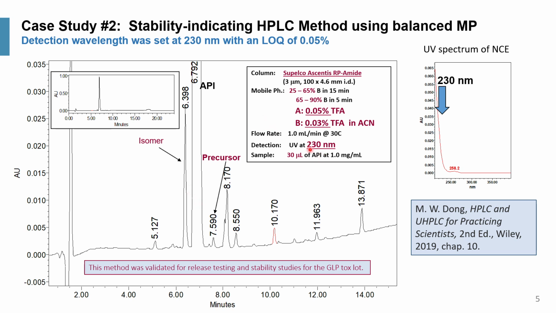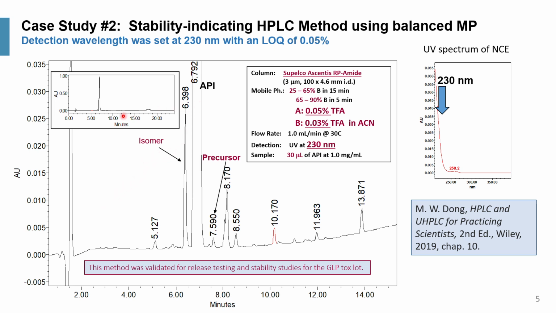However, to reduce gradient shift, we would use a balanced absorbance strategy, shown here. The mobile phase B concentration of TFA is 0.03% rather than 0.05% in mobile phase A. And one can see that we can attain an LOQ or sensitivity down to 0.05% according to the ICH guidelines.